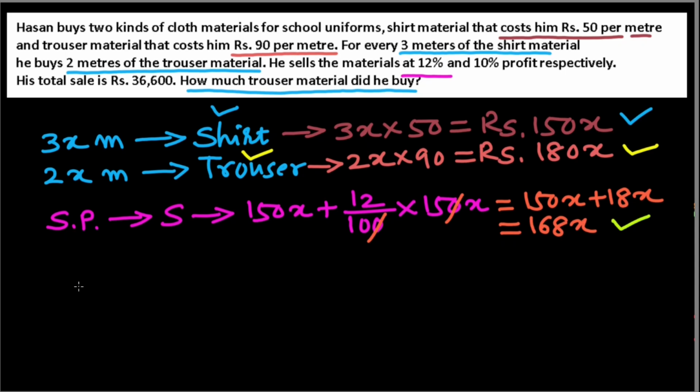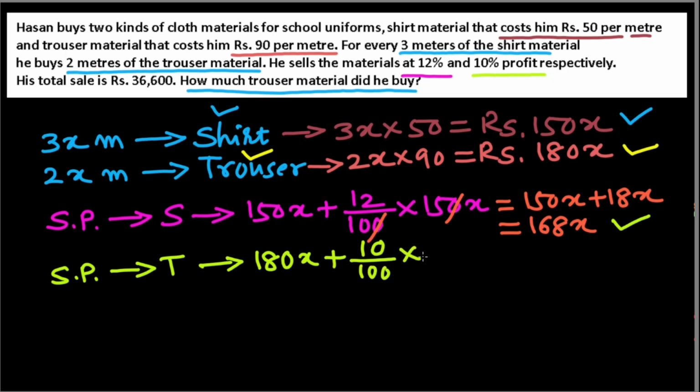Now let us find the selling price of the trouser material. It will be 180x plus on trouser 10% profit is earned. So 10 by 100 multiplied by 180x. These two zeros cancel with these two zeros. So that will be 180x plus 18x, that will be 198x. So this is the selling price of trouser material.